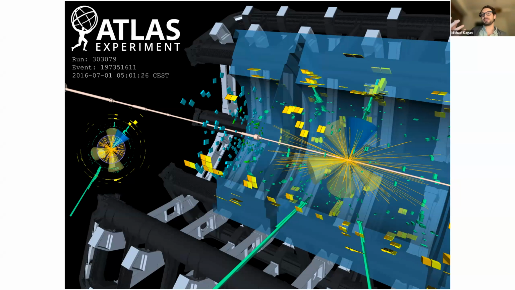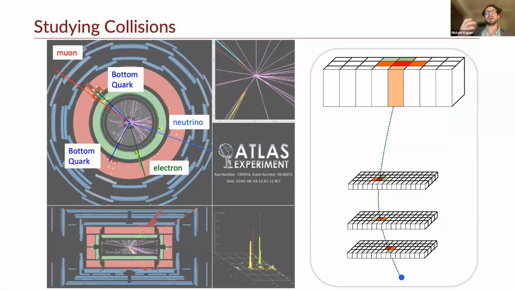In order to analyze this data, we have to take detector signals coming out of this detector, which is accumulating data at 40 megahertz, 40 million collisions a second. And this detector has 100 million detection elements. We have to turn that into signatures of particles. So in each collision, we have to figure out the particle content. For each kind of particle we want to study, we develop algorithms for taking the data and estimating its properties, like its energy, its direction of travel, or its position in the detector.